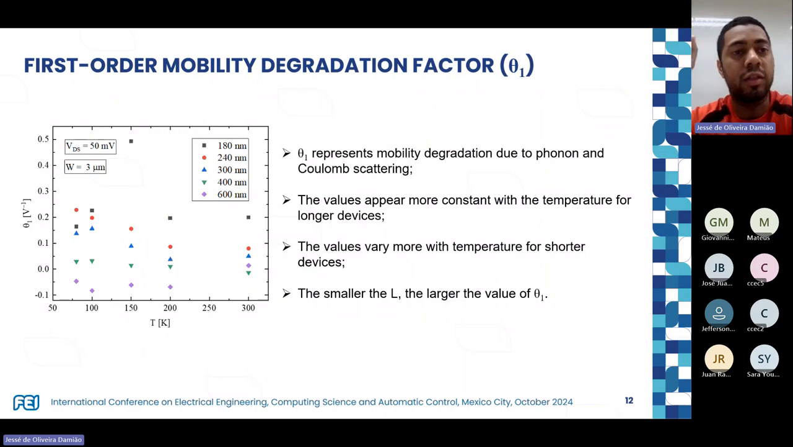This is the first order mobility degradation factor. You can observe that this factor represents the mobility degradation due to Fresnel and Coulomb scattering. You can observe that this factor presents a bit of variation with temperature, especially on longer devices. For longer devices, this parameter is almost constant with temperature variation. The shorter device presents a bit more variation, right?